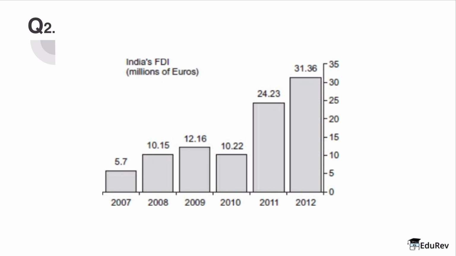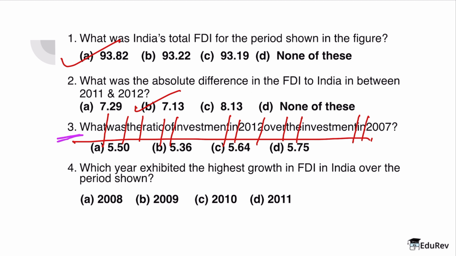In the third, what we are going to do is the ratio of 2012 and of 2007. So it's going to be 31.36 upon 5.70. Because here is 2, so yeah, it doesn't make any sense, but yeah, it does actually make sense. Approximately 5.5. So the answer is 5.5. Yes, this is the answer.